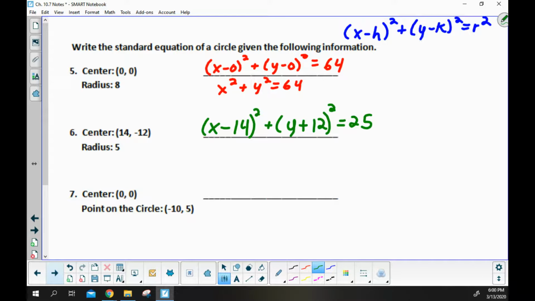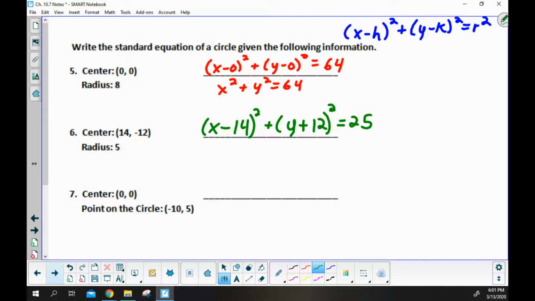All right, now looking at number 7. Number 7 is a little bit different. They give us the center (0, 0), and they give us a point on the circle. Well, wait a minute. We've been given the radius, but now we're just given a point on the circle. Well, if we know the center and we're given a point on the circle, we can find the radius. We're going to use the distance formula. But if you remember what I told you at the very beginning, the distance formula is basically the exact same thing as the circle formula, except that we don't have a square root on it. But here's my question. Do I need r or do I need r squared? I need r squared. So I actually do not need to do the square root part.